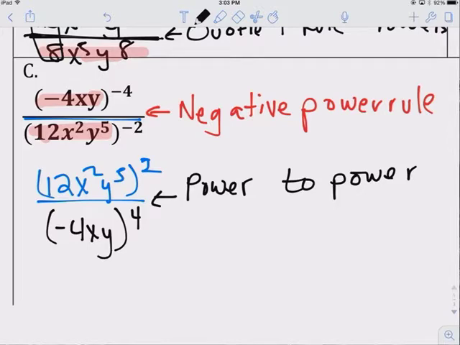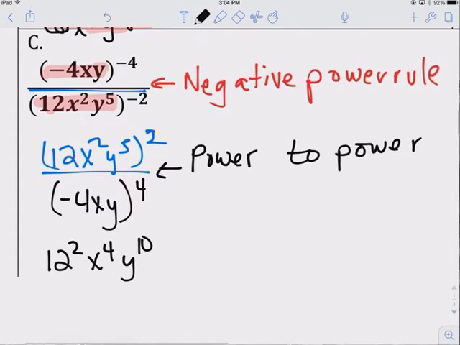No. The whole number never changes. It preserves itself. Only the exponent. Whole numbers never change. When you do a reciprocal, if it's a negative 1/2, when you switch it, it's still a negative 2 over 1. Same thing. Power to a power. So you get 12 squared, x to the 4th, y to the 10th, and then negative 4 to the 4th, x to the 4th, y to the 4th.